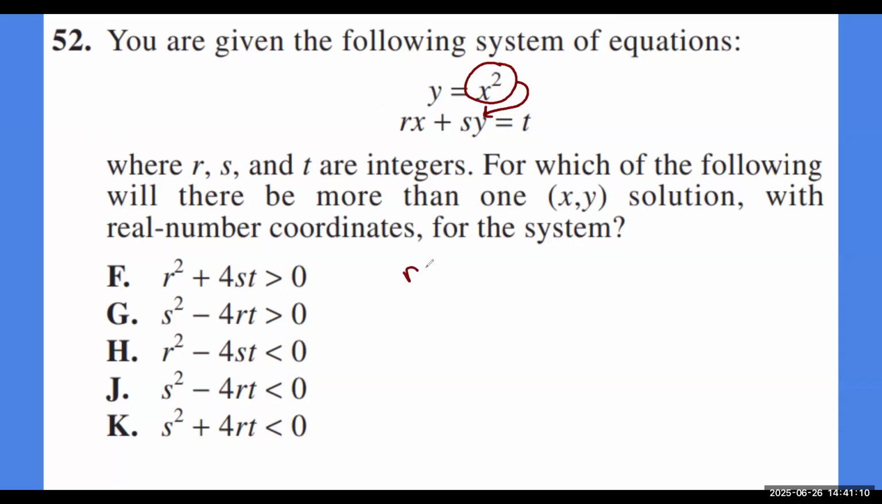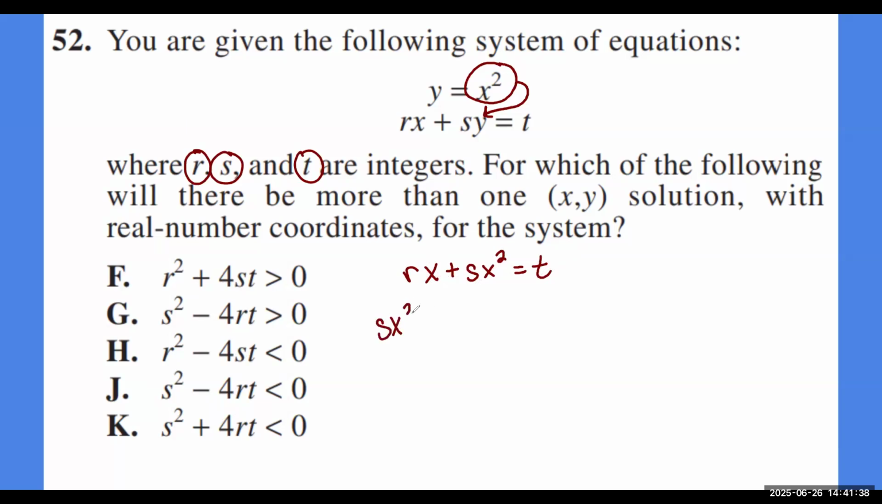So we now have rx plus sx squared equals t. Okay, I know it's kind of hard to imagine, but imagine r, s, and t all being numbers. And if you needed to, you could actually select numbers for them. However, in my answer choices, there's still r, s, and t, so I'm not going to do that. But I do recognize that I have x to the first power, x to the second power, and then something with no x. So I'm going to rewrite this a little bit.